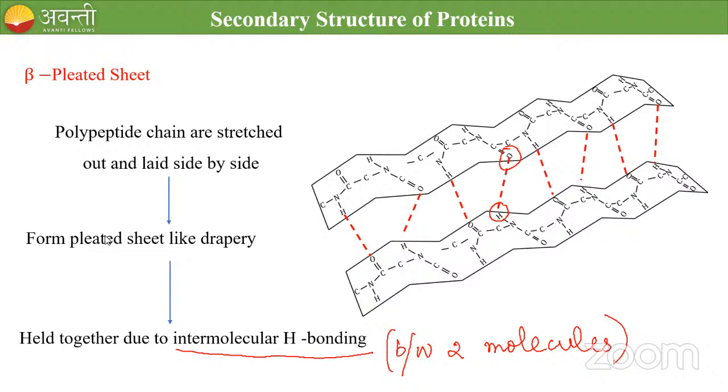Do you guys have any doubt in secondary, in alpha helix and beta pleated sheet? Say fast, we have only 5 more minutes. Shall we enter into the tertiary structure of protein, students?